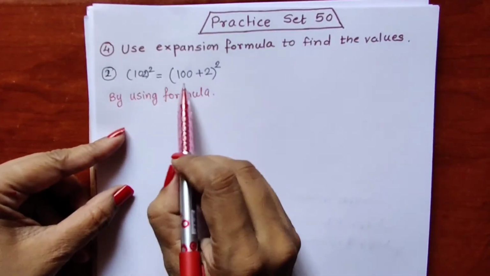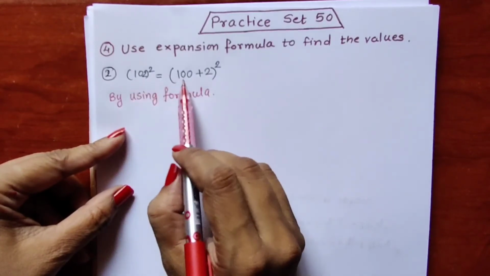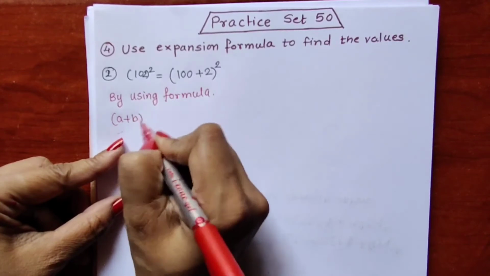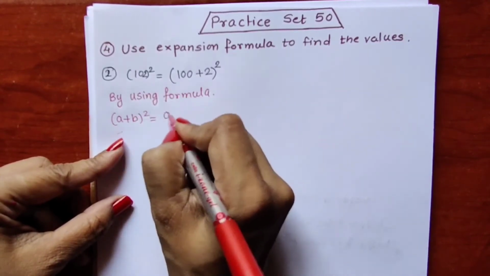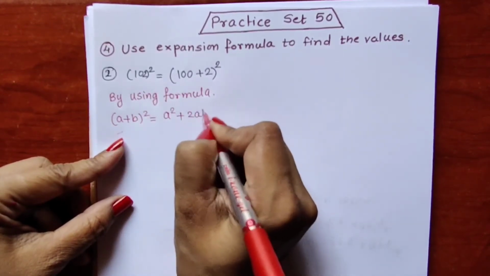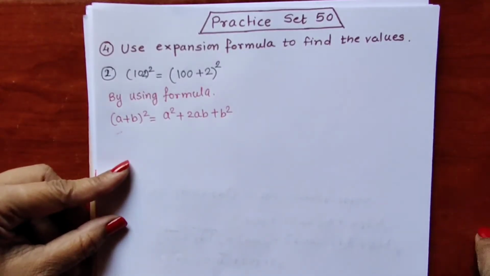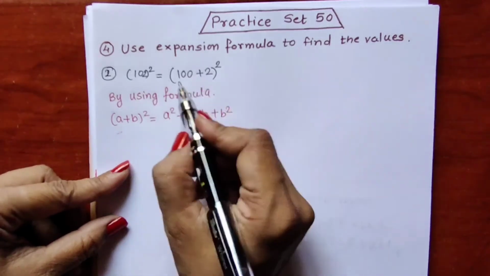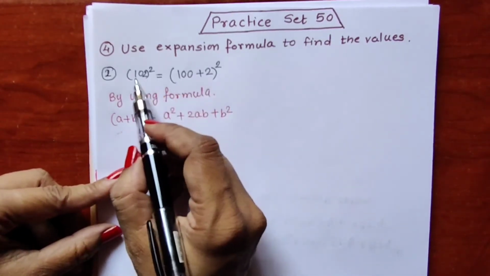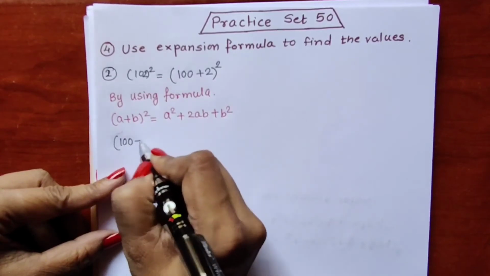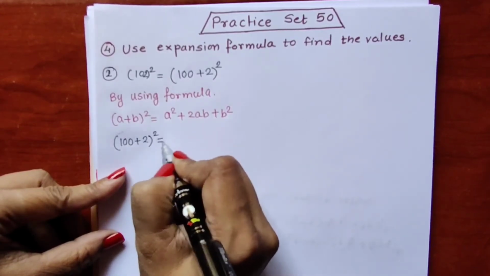As I have split this 102 into 100 plus 2, I will be using the formula of (a plus b) whole square. So it will be a square plus 2ab plus b square. Now we will use the formula for our question. The question is 102 square, we have split it into 100 plus 2, so we write here (100 plus 2) whole square. Now apply the formula.